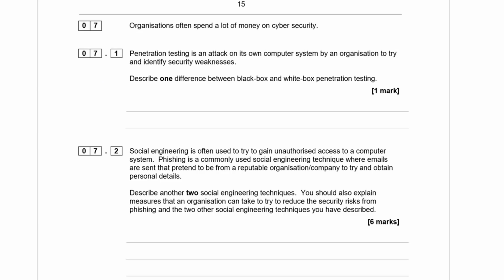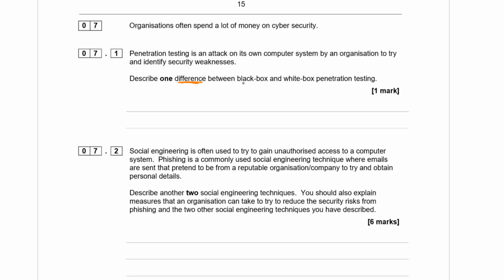Question 7 is specifically on security then. So penetration testing is an attack on its own computer system by an organization to try and find weaknesses. And we need to describe one difference between black box and white box pen testing. And just another exam technique, you've got to mention both sides of this. You can't just say black box is A and then not talk about white box.